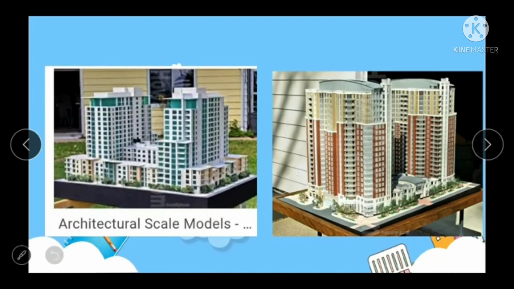Here is one more example. Architectural scale models. These models are used by architects. When they make any building, they check beforehand which type of problems they may face in construction work, which type of advanced preparation they need, and also they get an estimation of other benefits of the construction work.